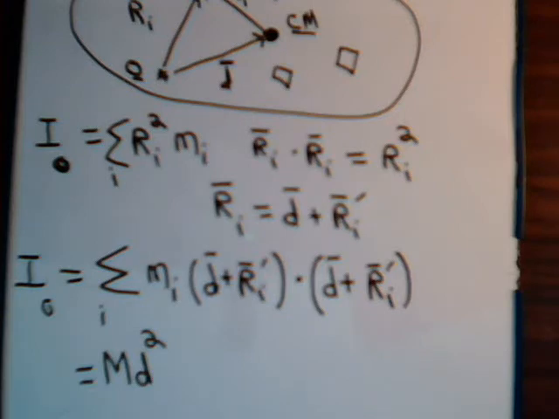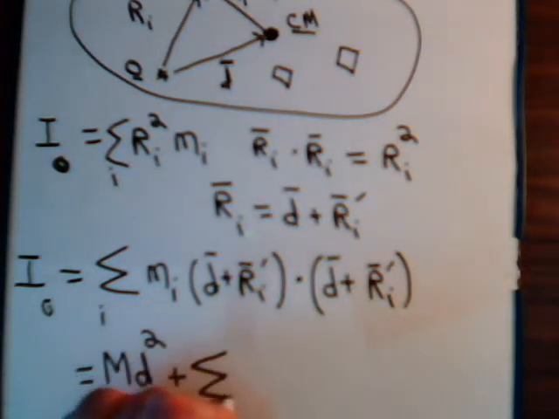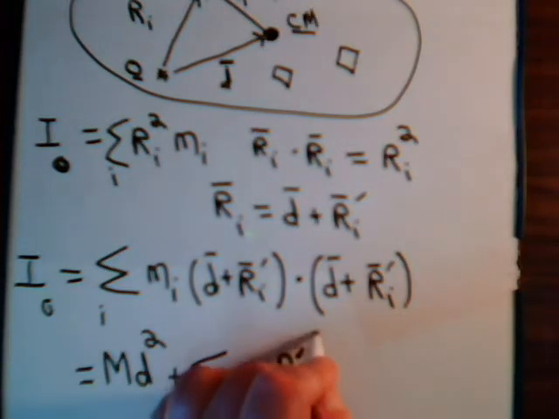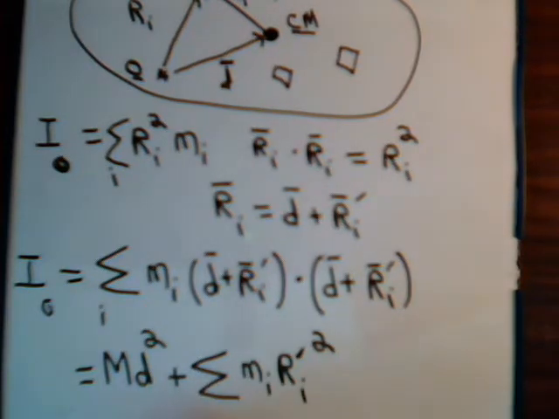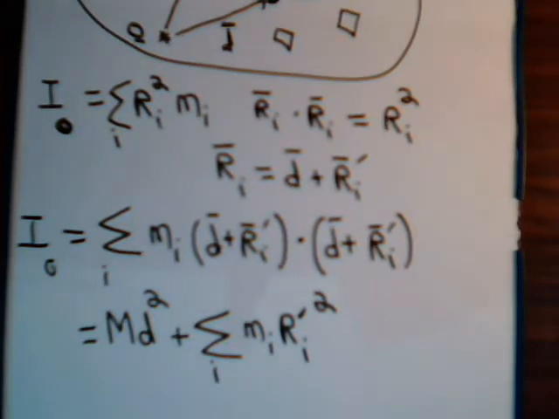Then we will also have Ri prime dot Ri prime, that's Ri prime squared, times each mi, so that'll be plus mi, and this is just going to be Ri prime squared summed over i.